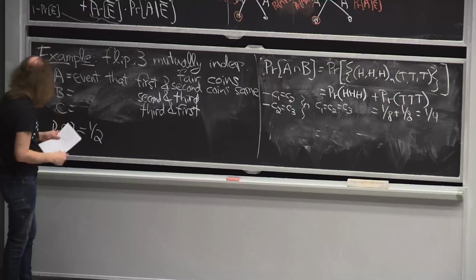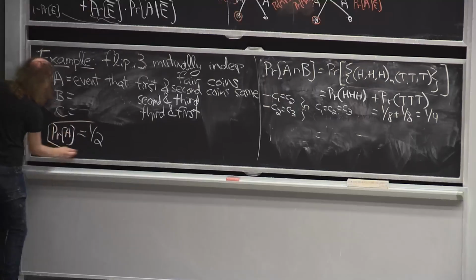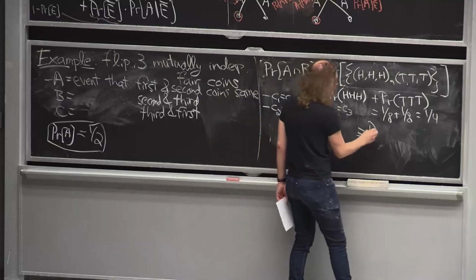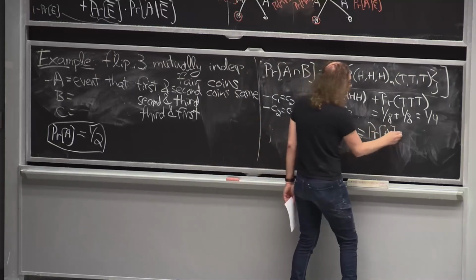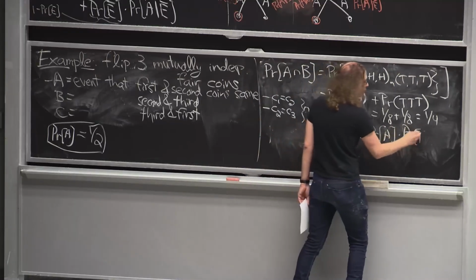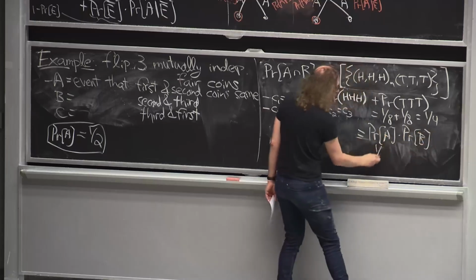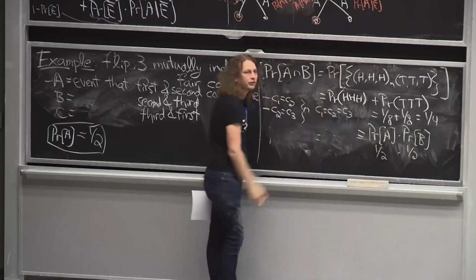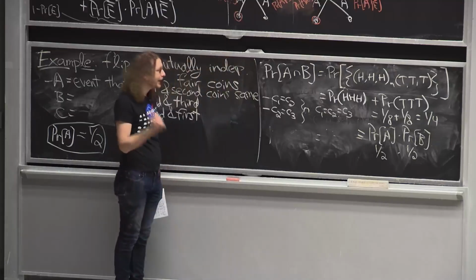Oh, no, that's what I wanted, right? Sorry. What I wanted was for this to equal not the probability of A, but the probability of A times the probability of B. These were each 1/2, and so their product is 1/4, and so that matches. So these are pairwise independent.